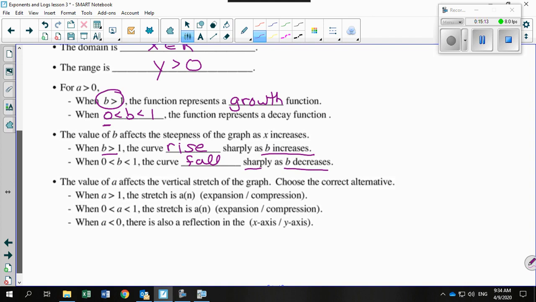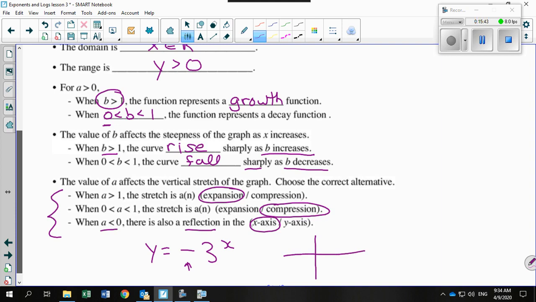When we talk about those a values and we talk about stretching it, when a was greater than 1, this is called an expansion because it gets steeper faster. When it's a fraction, it's going to be called a compression because it looks wider. And when a is less than 0, this is a reflection in the x-axis. That would be me putting a negative in front of this, and instead of it going like this, it would now look like this.